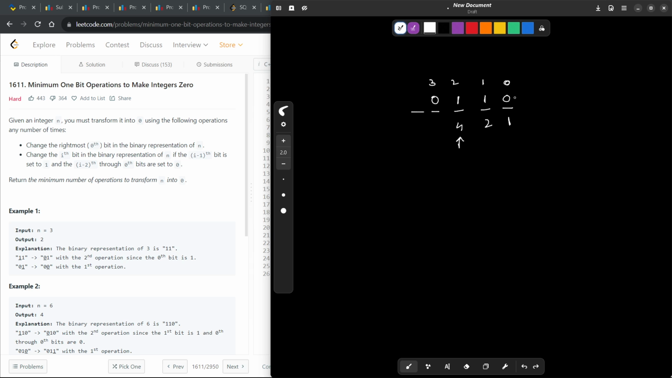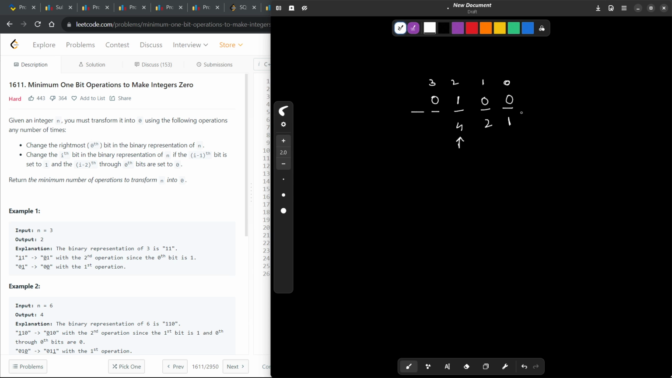So how do I do it? I'll have to make this 1. So it will take one step. So now total number of steps are 5. Then I can change this to 0. So this is 0. The total number of steps are now 6. I have to change this back to 0.